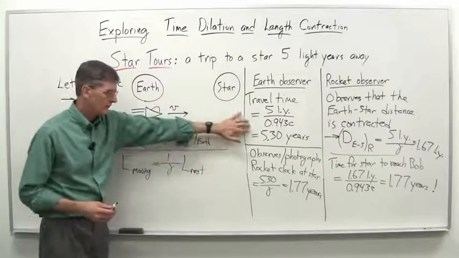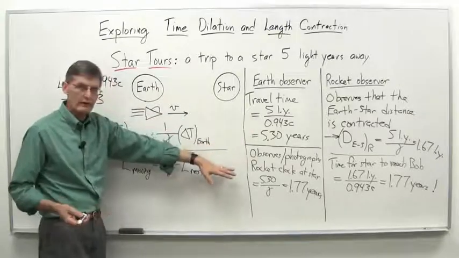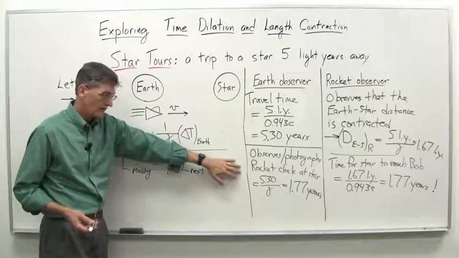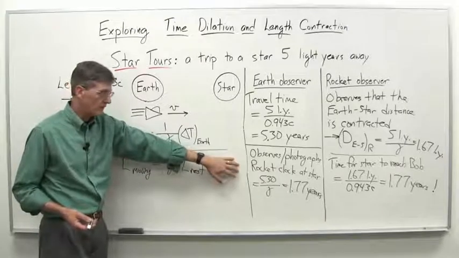So in that sense, Alice says, it makes sense to me. This certainly makes sense to Alice. And she says, Bob, your clock is running slow. I don't know what the problem is over there, but I get it as 1.77 years.